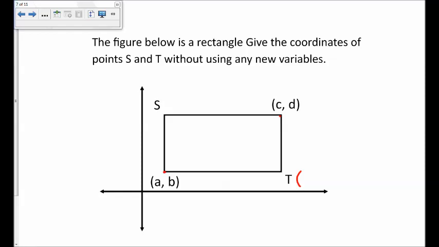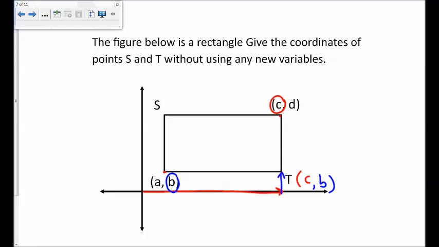Well, I'd have to go over in the x direction this far, which is the exact same as variable c. So the x coordinate of T is c. And then I would need to go up this height of y, which is the exact same y of this point. So T is (c, b).